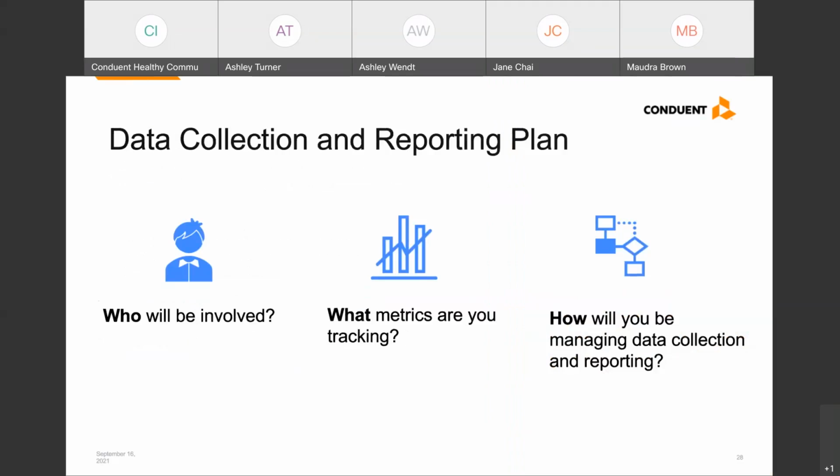We discussed the importance of building an evaluation framework that includes identified goals, objectives, activities, and responsible parties. As you're creating your plan for data collection and analysis, these are some of the questions you might be asking. Which individuals or organizations will be involved? What metrics are you tracking? Will they include only quantitative data, so just numbers, or also qualitative data, so descriptions of how things are going? And finally, how will you be managing data collection? Will you be using a template for a report or a software solution? And how often will data be entered or reports generated?